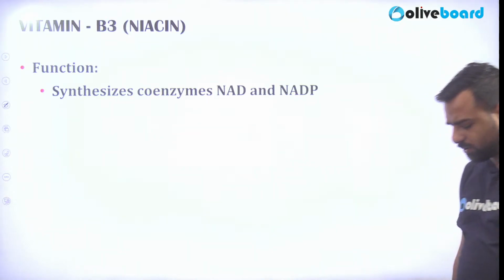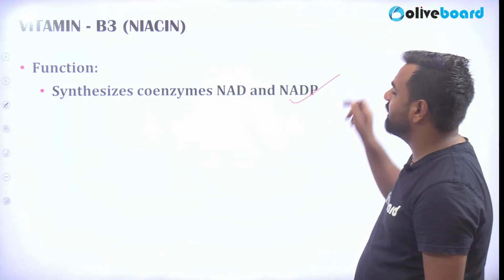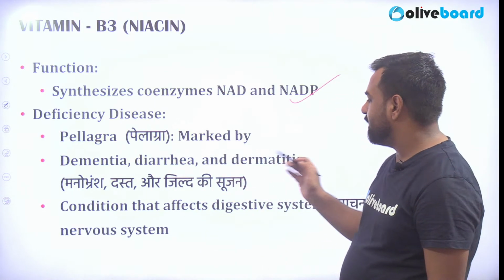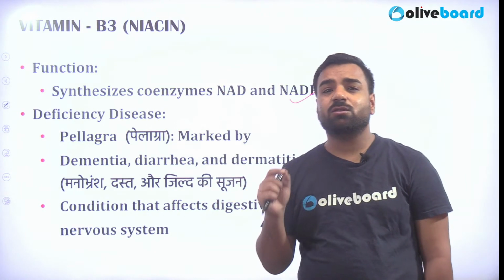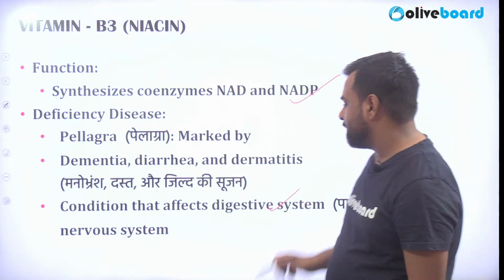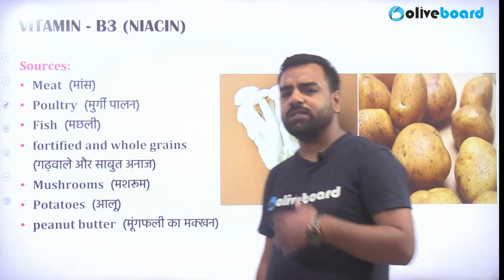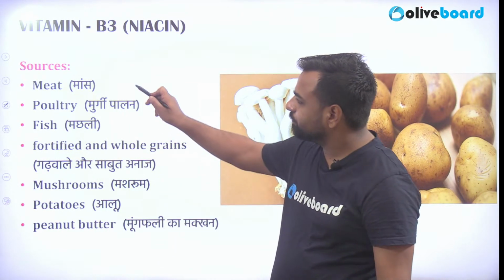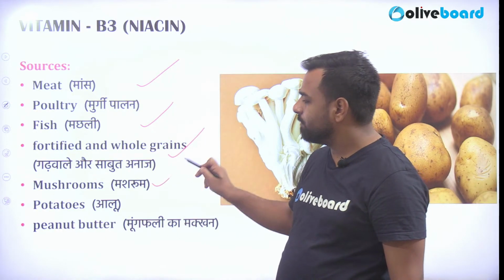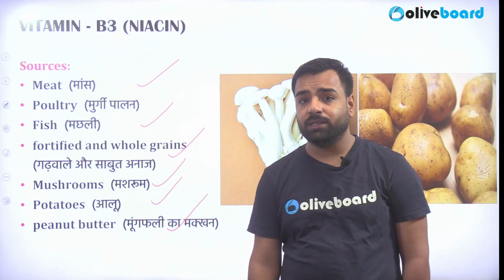Talking about B3, the name is niacin. It synthesizes the coenzymes NAD and NADP. Its deficiency leads to pellagra, which is marked by dementia, diarrhea and dermatitis. So guys, these are also known as the 3D issues. It's a condition that affects the digestive system and also the nervous system. So what can we have for B3? You can obviously go for meat and milk products: meat, fish, foods fortified with whole grains, mushrooms, potatoes and peanut butter. These are the sources of B3.